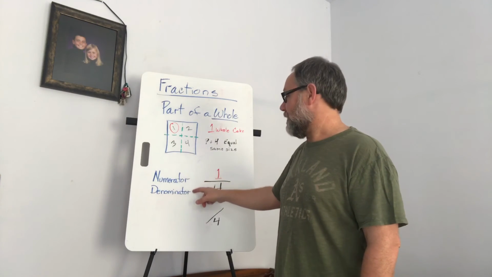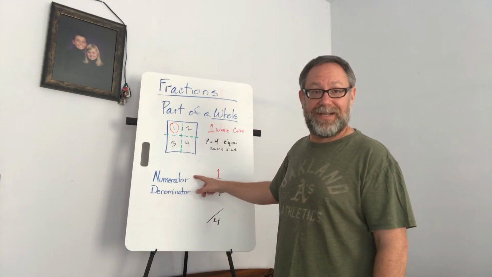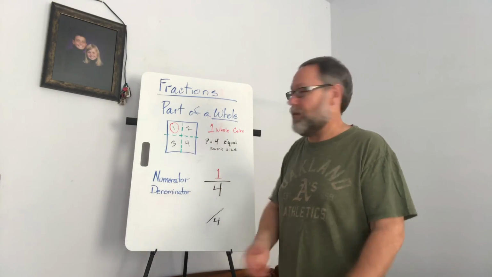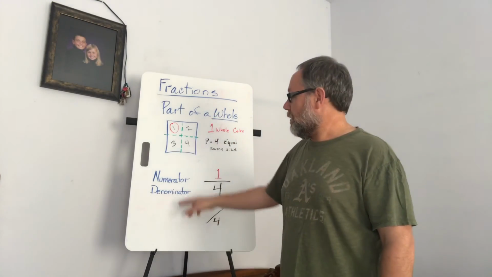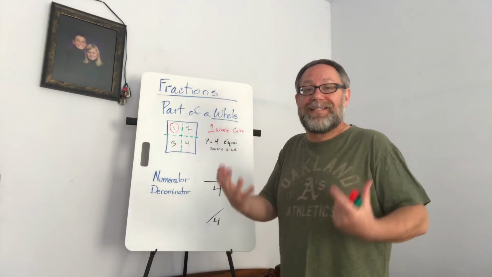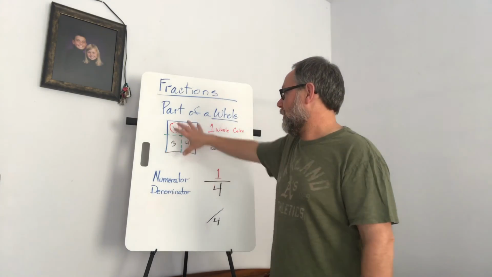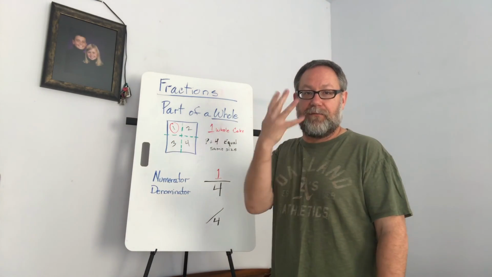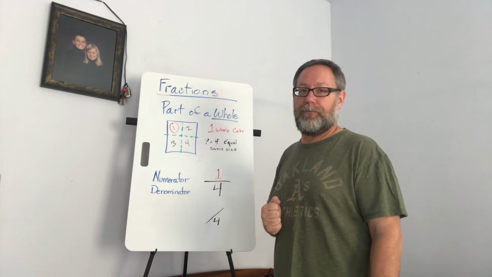Numerator's on top, denominator's on the bottom. Numerator's telling you how many pieces you're talking about. In this case, 1 piece goes to you. Denominator's telling you how many pieces it takes to make a whole. In this case, the cake's been cut into 4 pieces. Denominator is 4. Hope that helps.